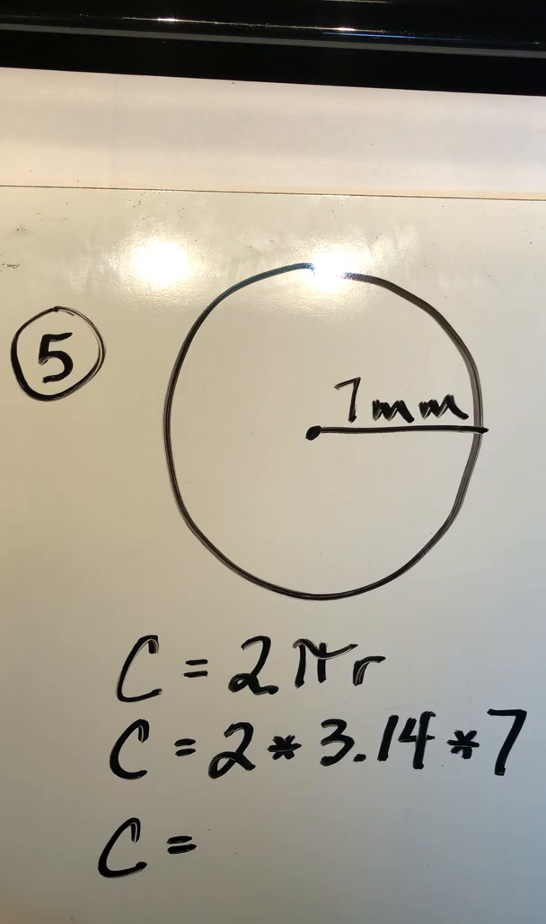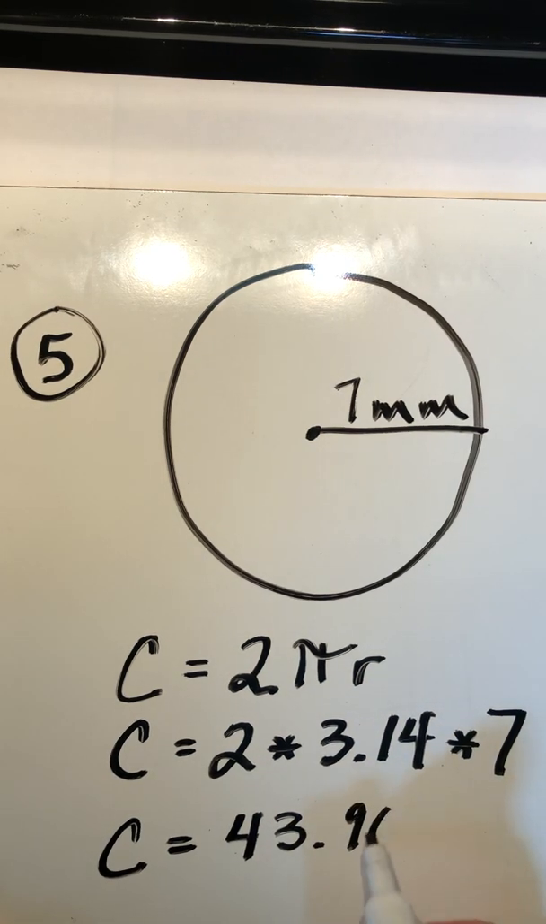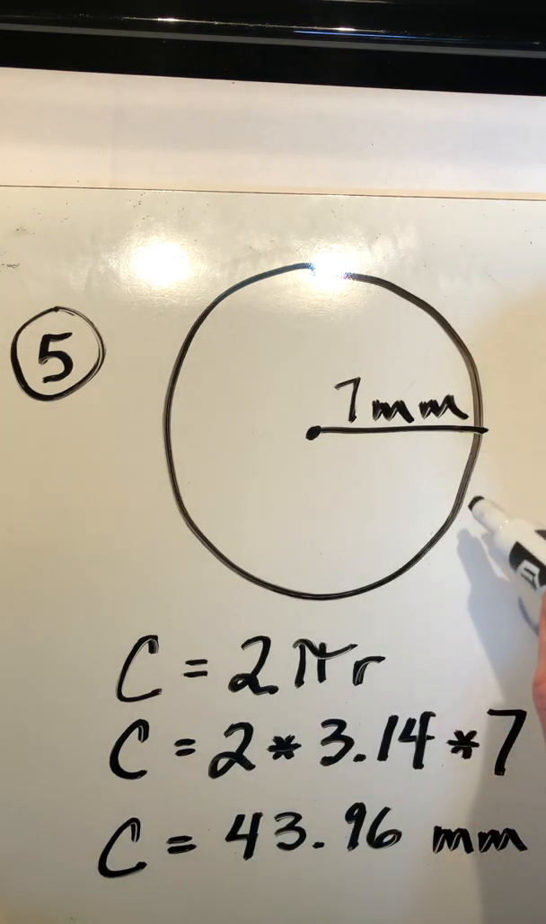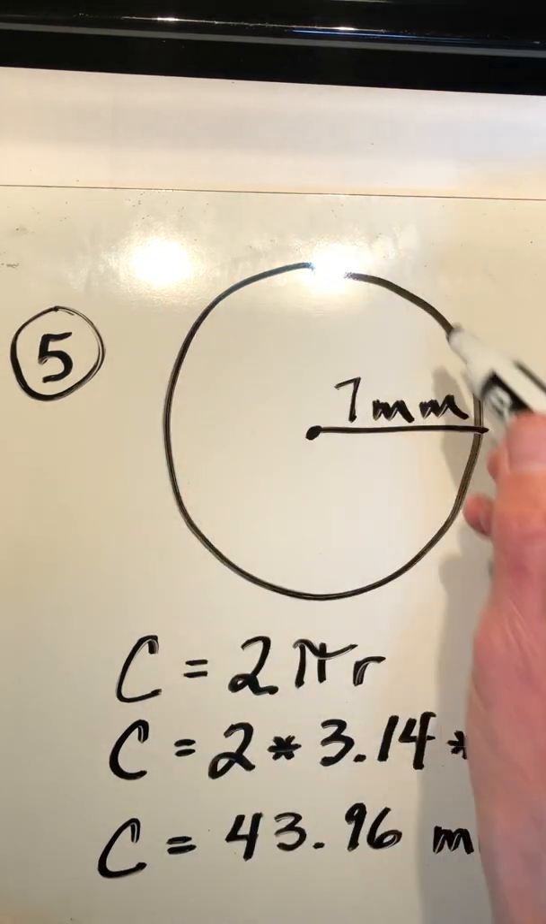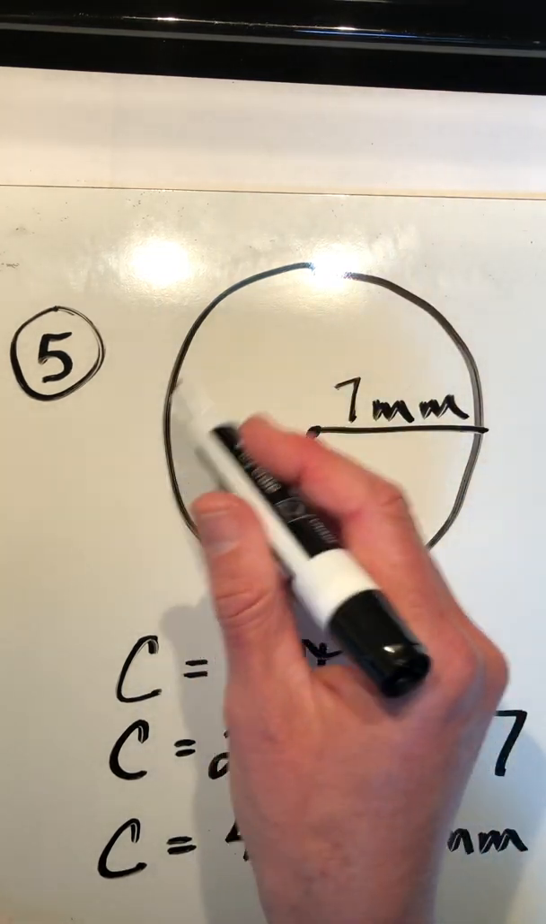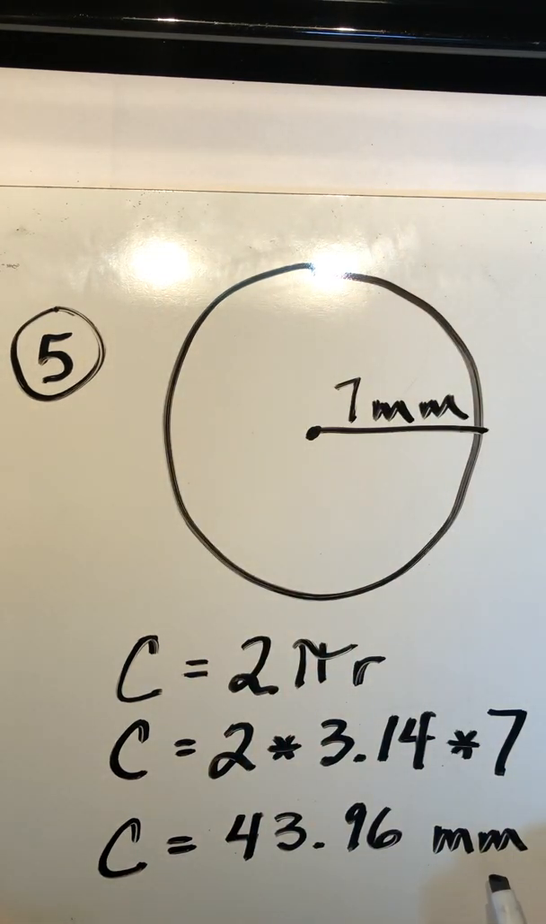And when I multiply all these numbers together, as you can do on your calculator, I will get 43.96 millimeters. And again, since we are looking for the distance around the circle, it's just that skinny little outline. It's just plain old millimeters, not millimeters squared.